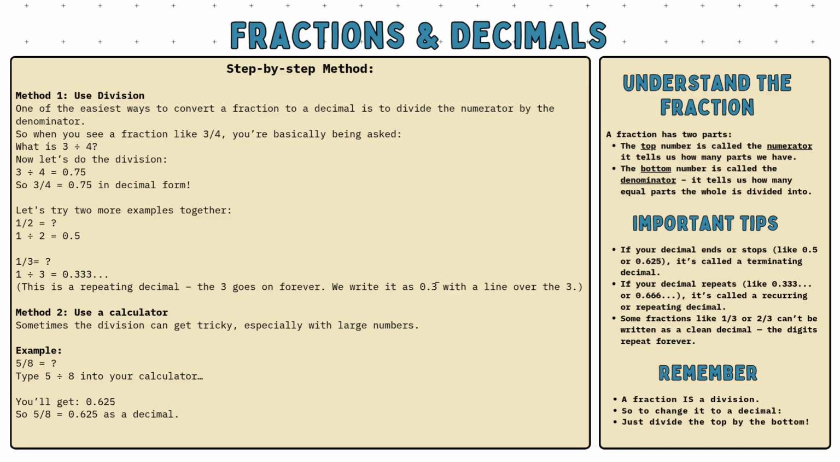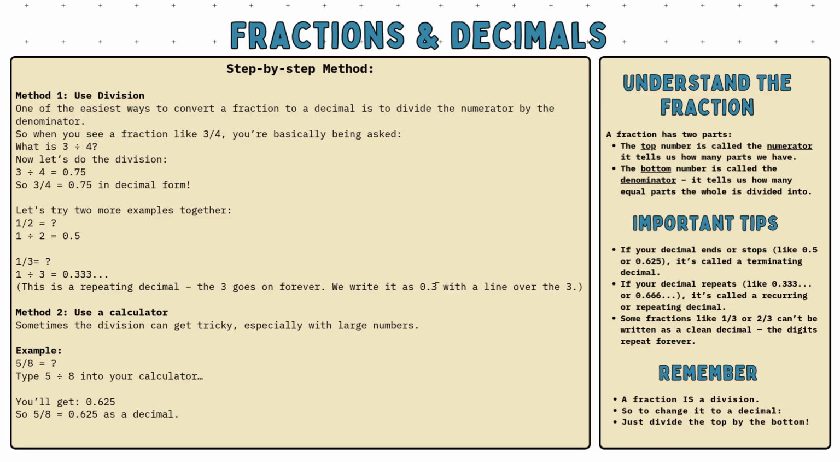So we have two methods. Let's look at Method 1 first: division. One of the easiest ways to convert a fraction to a decimal is to divide the numerator by the denominator. So when you see a fraction like 3 over 4, you're basically being asked, what is 3 divided by 4? Now let's do the division. 3 divided by 4 equals 0.75. So 3 over 4 equals 0.75 in decimal form.